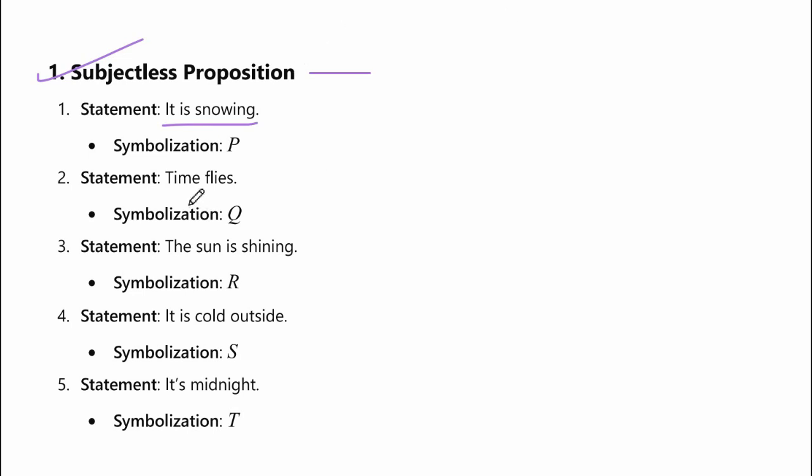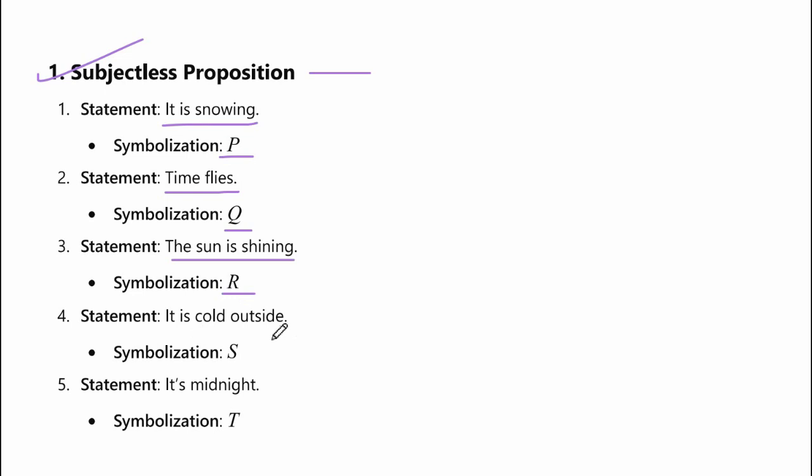Next is: time flies. Whose time flies? Where does it fly? We don't know. There's no subject. So we just symbolize it with an alphabet, Q or P. We can use the same alphabets also. It doesn't matter. But if there are three statements, then it is better to use different alphabets for different subjectless propositions. This is a very simple one. The sun is shining. Again, it's a subjectless proposition, R.